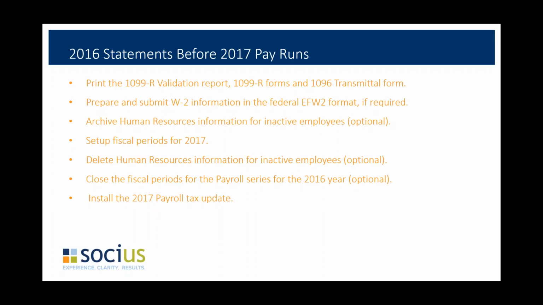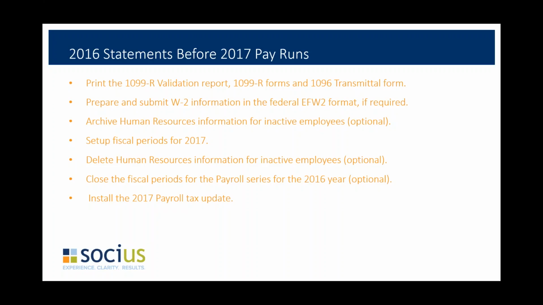They're both optional steps, but you have the ability to do those. Then close the fiscal periods for the payroll series. I did not include a screenshot of that window, so maybe at the end I'll show you where that window is. It would close each of the individual periods for 2016 and make sure that those are closed out and that you're ready to run into 2017.